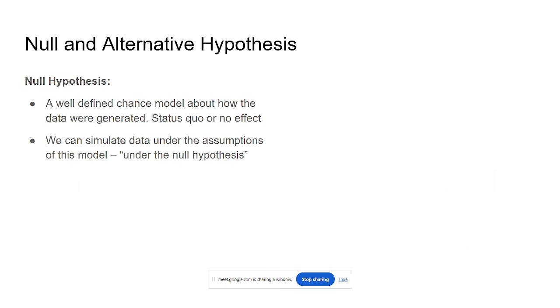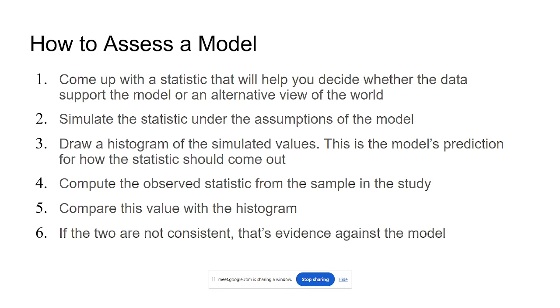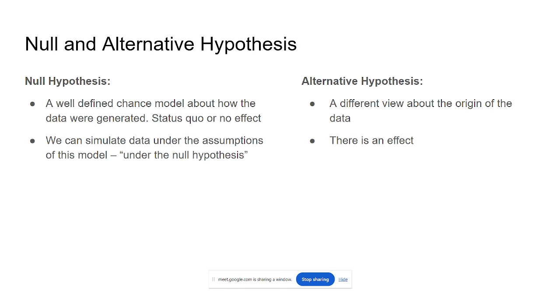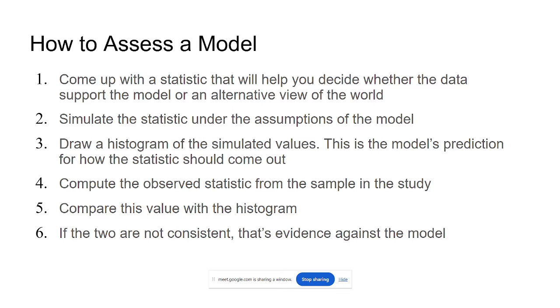student exam performance. When you define the null and you define the test statistic such that higher values of the statistic are supporting your alternative hypothesis, then you will write an algorithm to generate data under the assumptions of the null model. Under the null you generate data, you make a histogram. When you draw this histogram of simulated values, this is the model's prediction for how the statistic should come out. These are the first three steps.